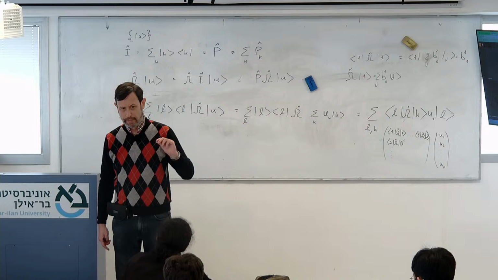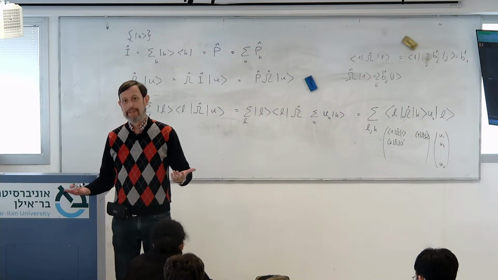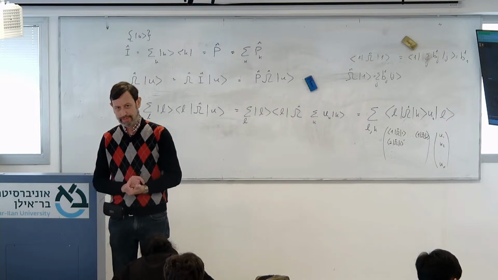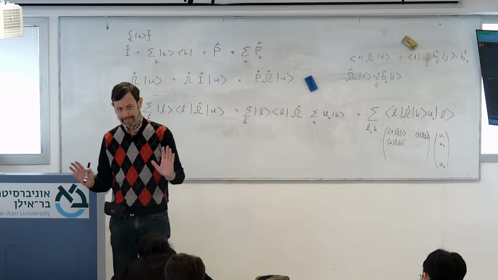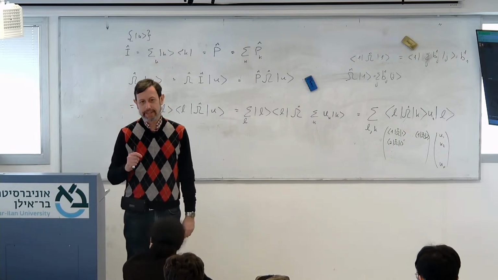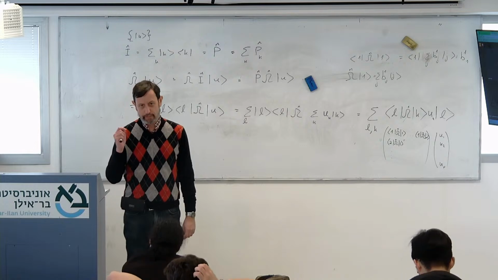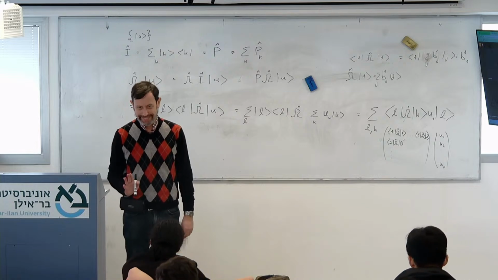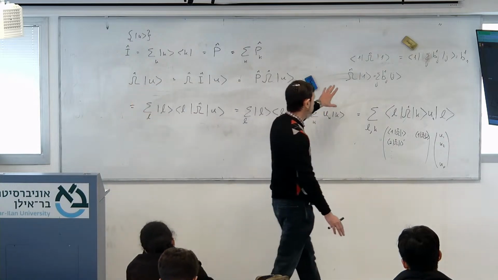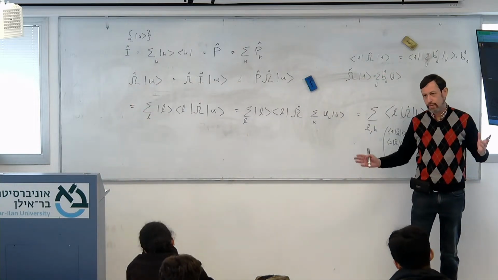Why? Because otherwise, I'm not mapping into the same space. It's square. I haven't yet said that it's symmetric or Hermitian. This will come later. Next. At the moment, it could be any square matrix.